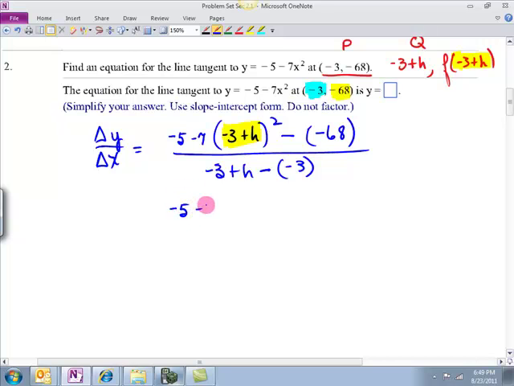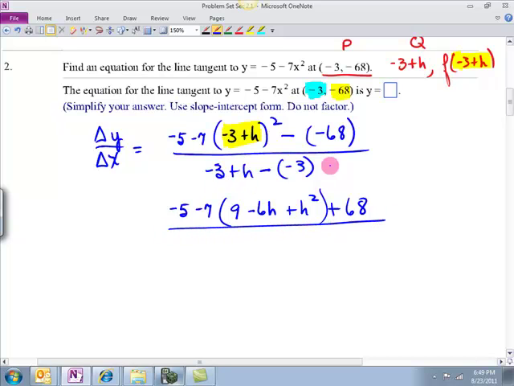Negative 5 minus 7 times. We got to square this. So what are we going to get? 9. Okay, you got plus h squared here. What's our middle term? Minus 6h. A lot of times people forget that middle term, and that will mess you up. Okay, minus a minus, so we've got plus 68 here.